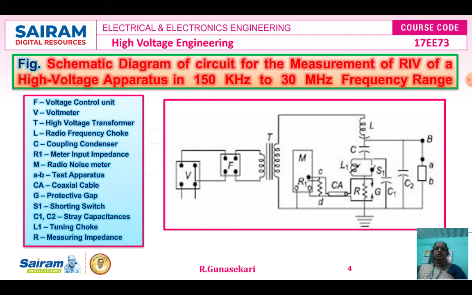AB represents the test apparatus. CA is the coaxial cable. G is the protective gap. S1 is the shorting switch. C1, C2 are the stray capacitances. L1 is the tuning choke. R is the measuring impedance. These are the components present in the schematic diagram of measurement of RIV. The frequency range is 150 kHz to 30 MHz.